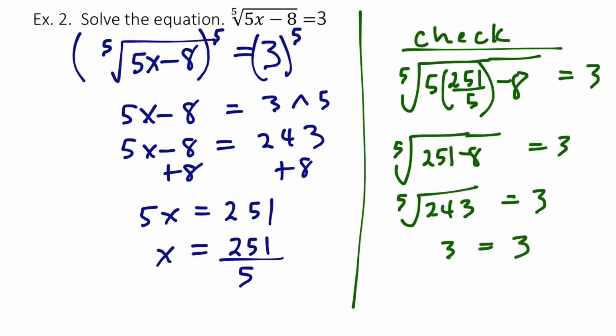So I carried through the check step, and I did get 3 is equal to 3, which is a true statement. So we're going to say that x is equal to 251 over 5 is the solution to this equation. So you want to go ahead and perform the check step just to ensure that you didn't make any errors along the way, even if it is an odd root that we're dealing with.